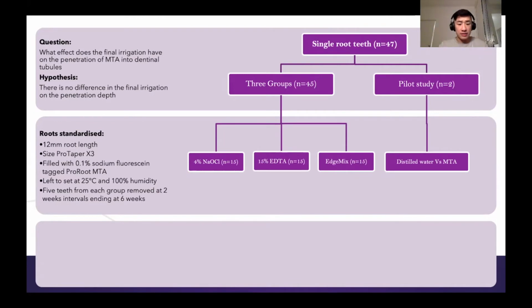We prepared all the teeth to a standardized size under copious irrigation with 4% sodium hypochlorite, followed by the final irrigation as mentioned: hypochlorite, EDTA, or H-mix. We then filled all the teeth with sodium fluorescein-tagged ProRoot MTA and left it to set at room temperature at 100% humidity. We then removed 5 teeth from each group at 2-week intervals, ending at 6 weeks.